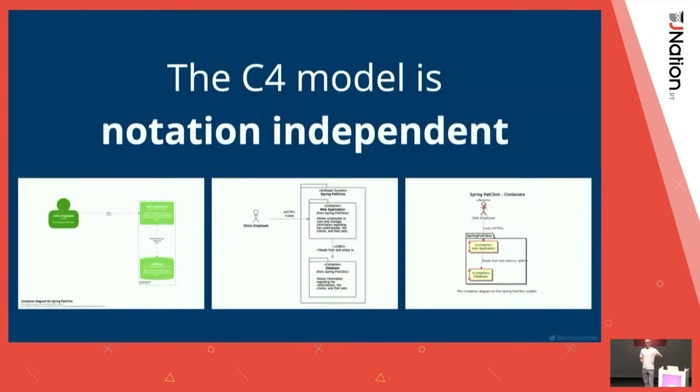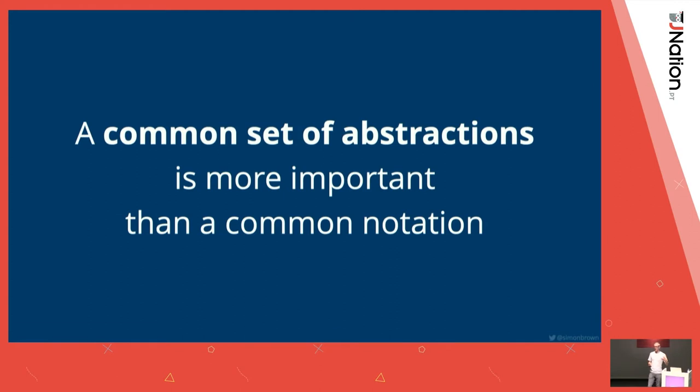The C4 model itself is notation independent. So you can do the C4 model diagrams with boxes and arrows. You can use UML. You can use Archimate, SysML. The notation is entirely up to you. And really, the concept behind the C4 model is abstractions first, notation second.